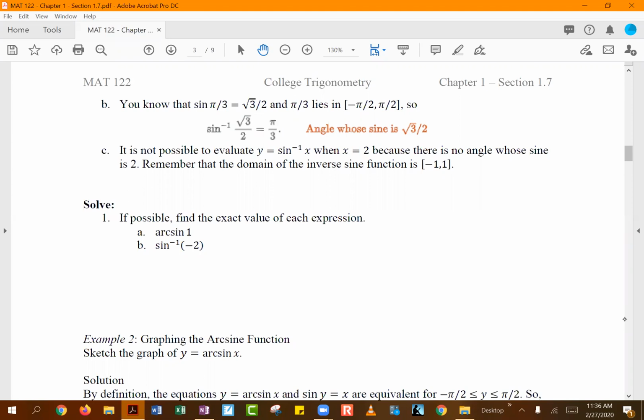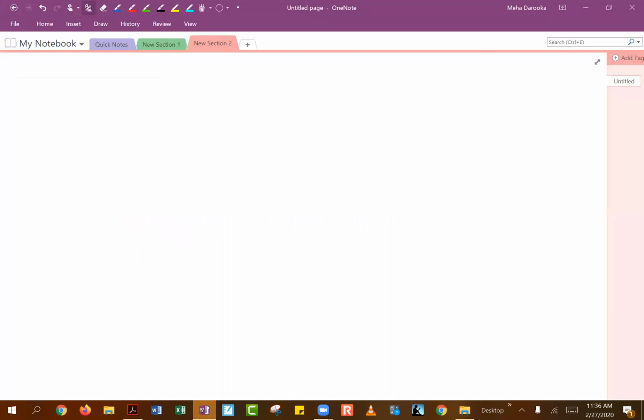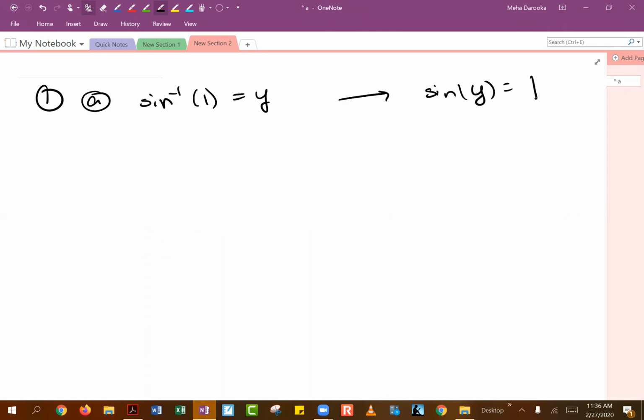Pi/2. Okay, so let's do this here. This would be number 1. They're basically asking you what the value of sine inverse would be, right? Which is equivalent to asking at what value of y is sine going to be equal to 1? So think of all the possibilities we have for sine being equal to 1. What numbers are we possibly coming up with?